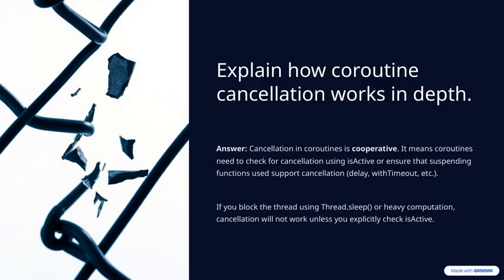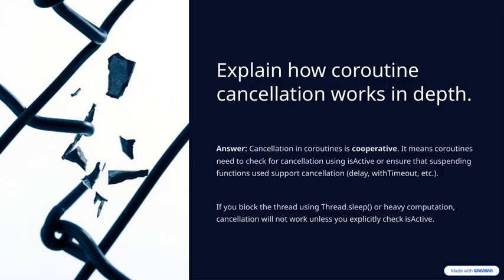Essentially, cancellation in coroutines is a cooperative process. This means that the coroutine itself needs to actively check whether it has been canceled. The most common way to do this is by checking the isActive property. If isActive is false, it indicates that the coroutine has been canceled, and it should stop what it's doing. It's also important to note that most suspending functions like delay or withTimeout inherently support cancellation. When you call these functions, they periodically check for cancellation and respond accordingly, allowing your coroutine to terminate gracefully.